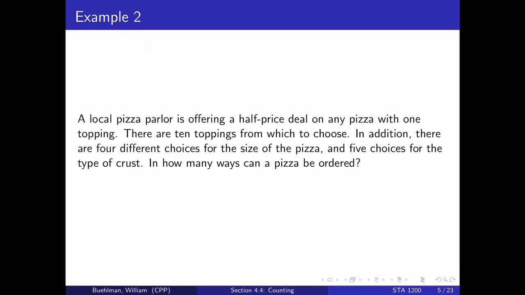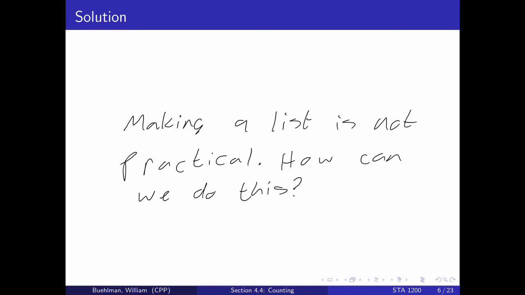Example 2. A local pizza parlor is offering a half-price deal on any pizza with 1 topping. There are 10 toppings to choose from. In addition, there are 4 different choices for the size of pizza and 5 choices for the type of crust. How many ways can a pizza be ordered? Making a list for this would not be very practical. So how can we do this? Because we have 10 different toppings, 4 different sizes, and 5 different crusts. If we made a list, that's a lot. So we're going to have to think, what's a better way of doing this?